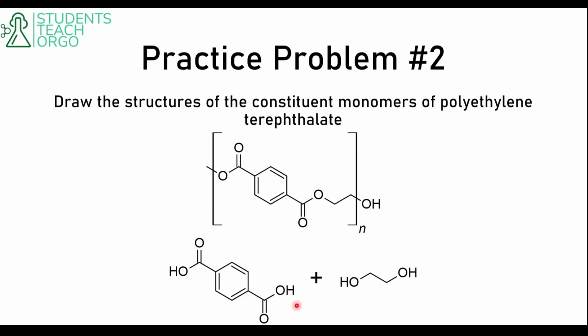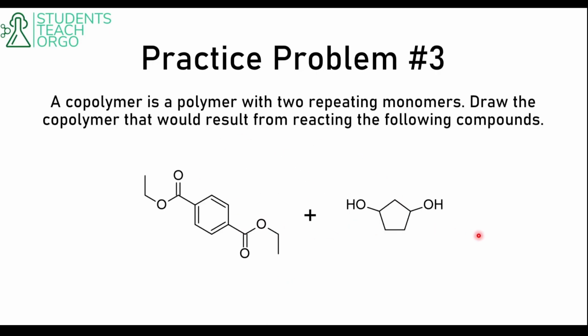So again, if we attack this carboxylic acid carbon here with ethylene glycol, this group will attack here. After a proton transfer, this will become a good leaving group and come off, and then what we're left with is just this repeating unit. All right, problem 3.